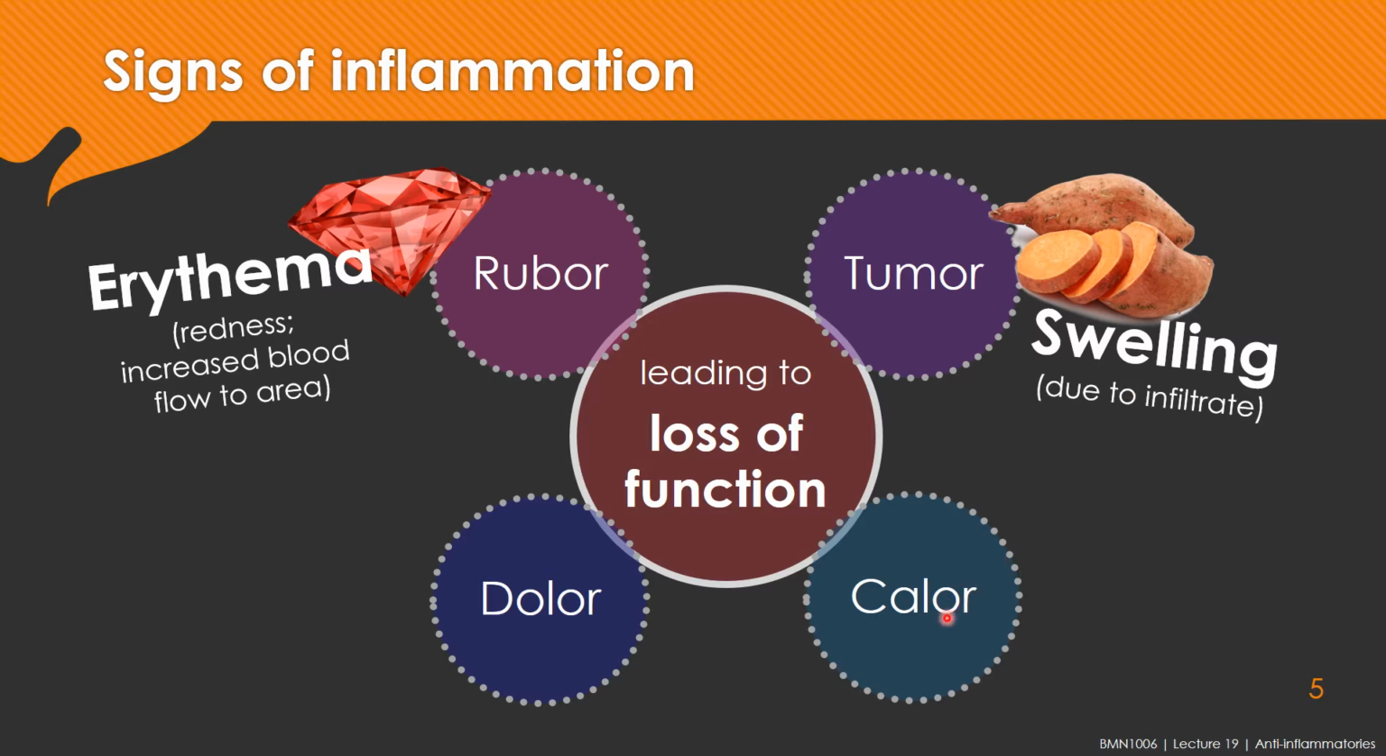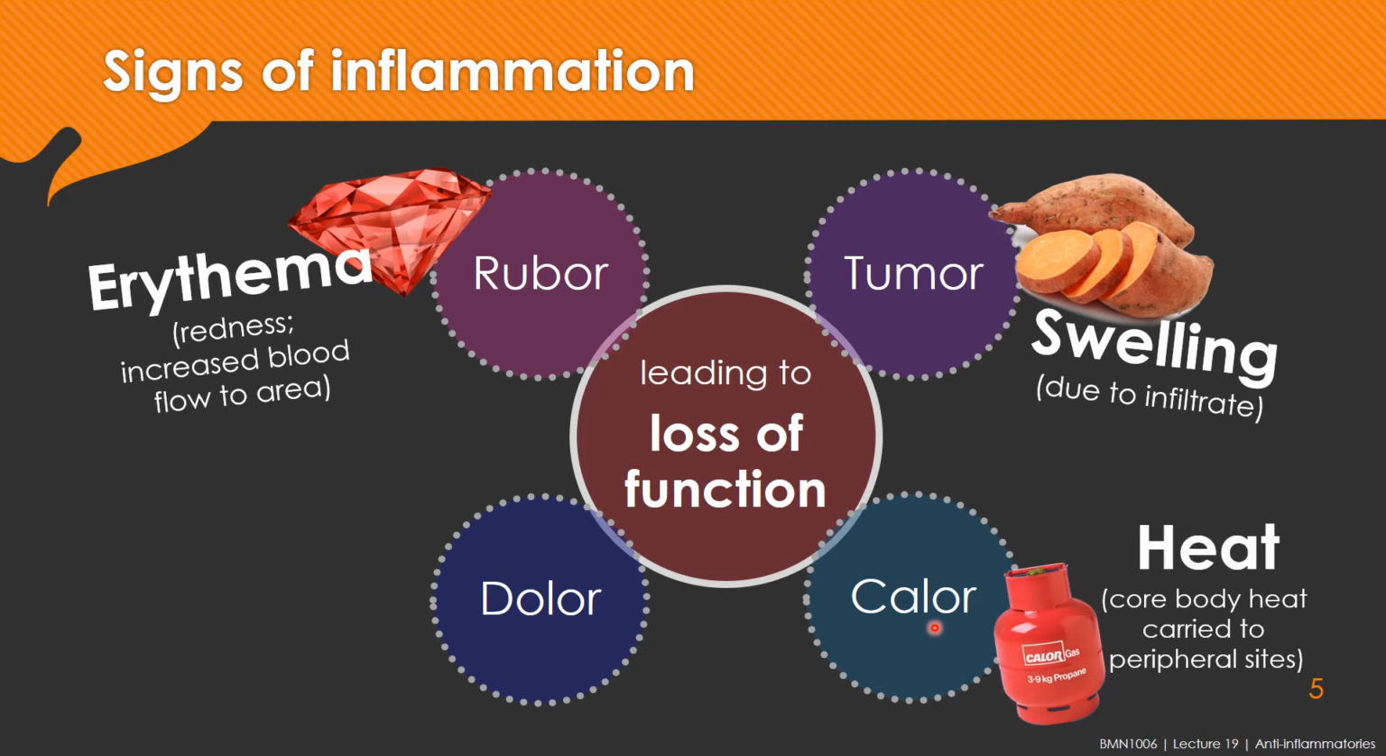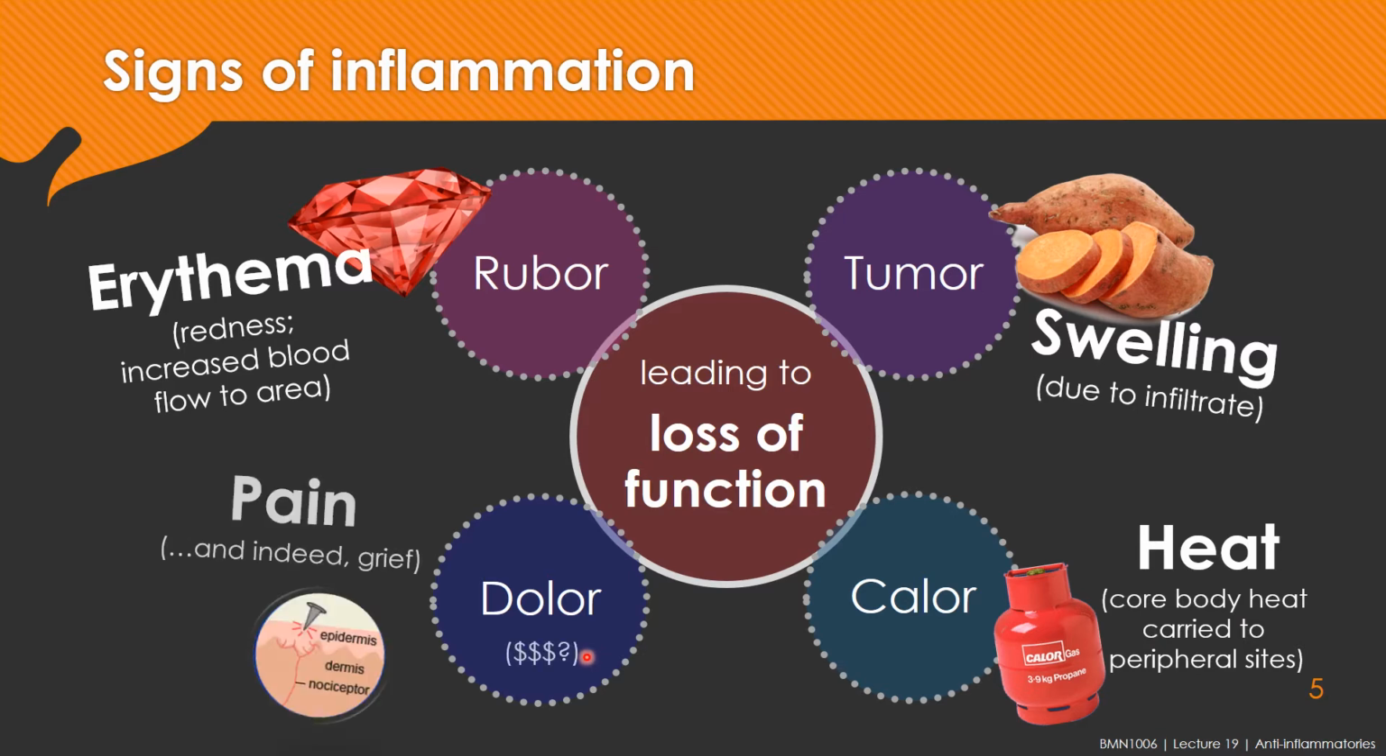And what is calor? Calor means heat. So in inflammation, you feel the extra heat because of the transfer of your body heat to the damaged area by the increased blood supply. And what is dolor? Well, it has nothing to do with money, but without money, you are in pain. So dolor means a painful sensation due to the sensitization of your nociceptor. It is a sensory neuron activated by prostaglandin that is released during inflammation.